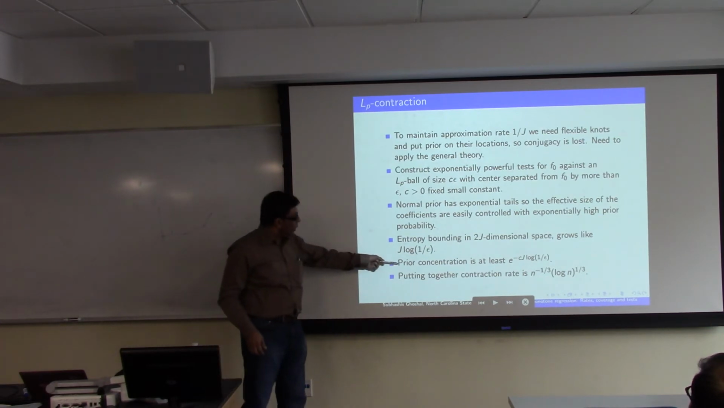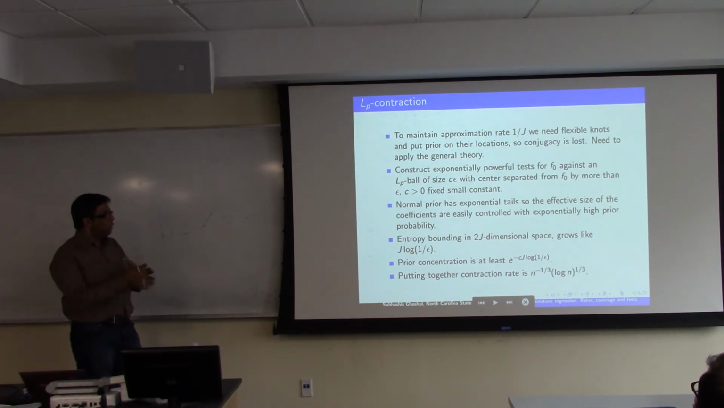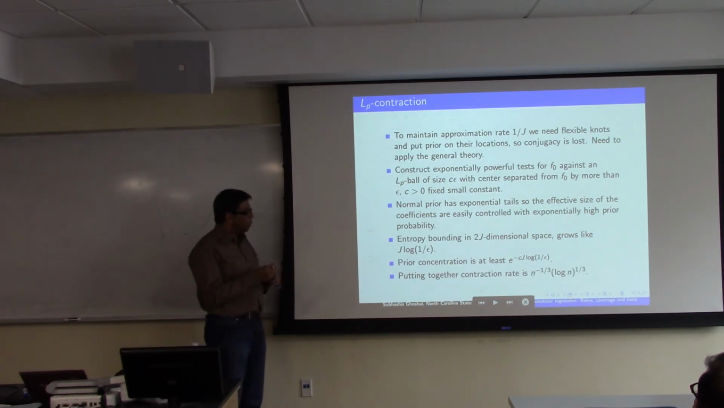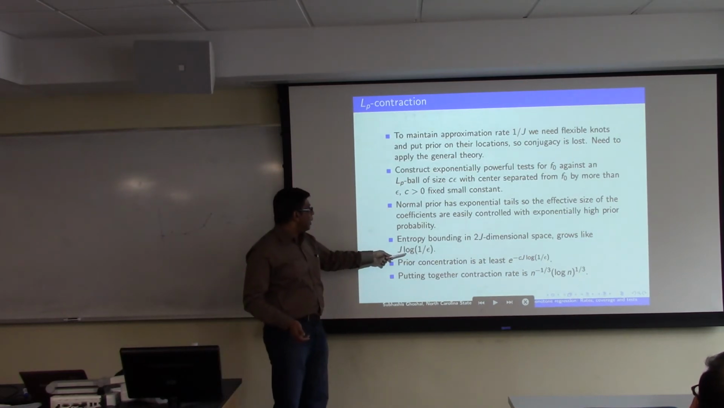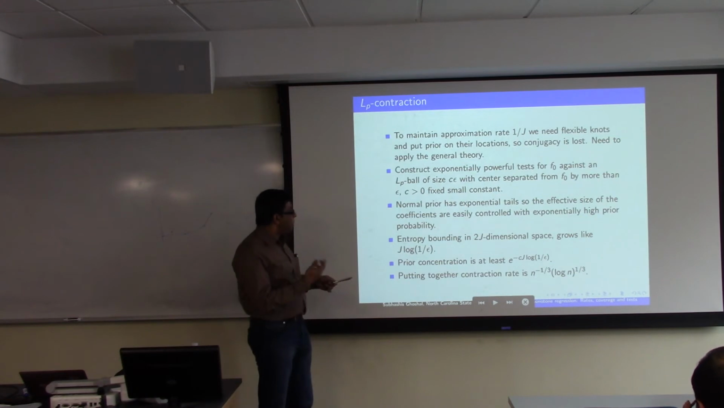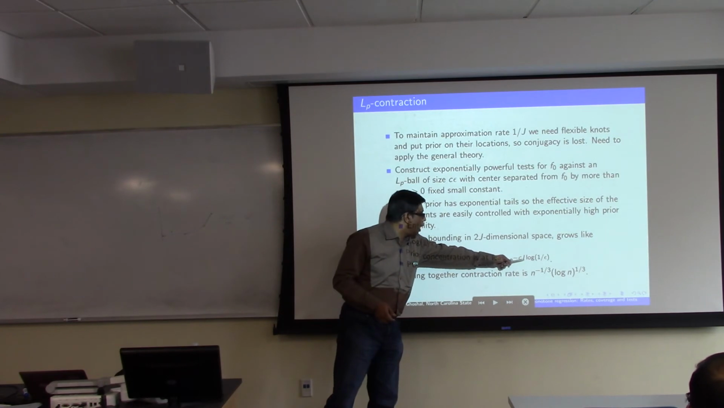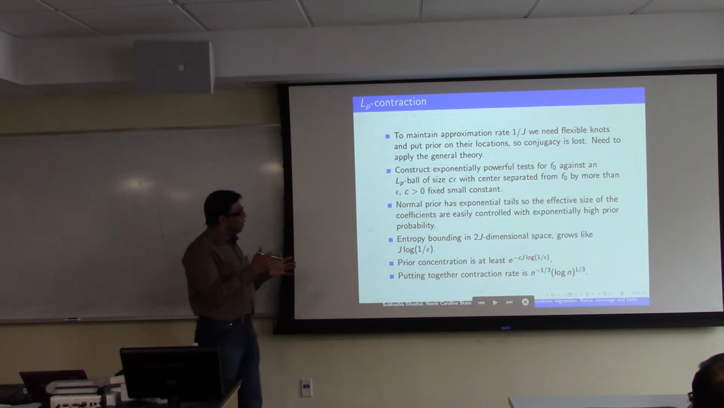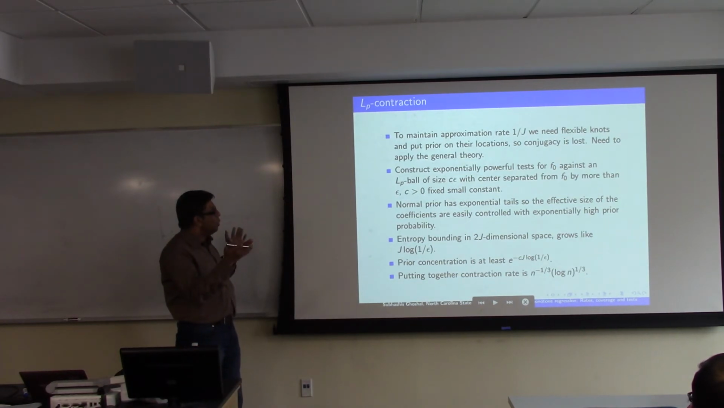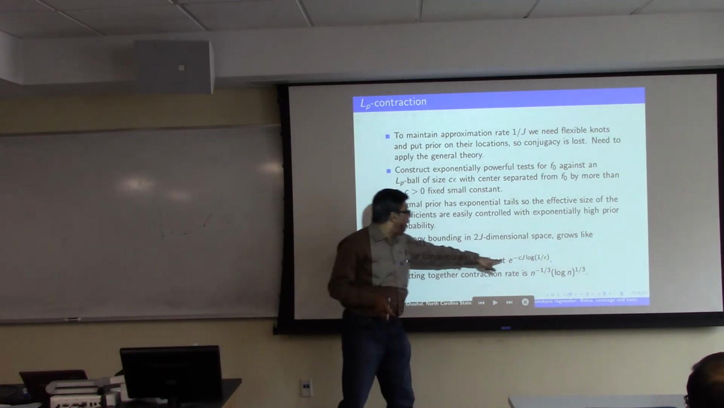And the other thing is the prior concentration. How does the prior concentrate near the truth? Again, using the approximation property and the properties of this distribution, like normal for the coefficients and whatever for the knots, it's 2j dimensional. So the prior concentration would be a constant times 2j log 1 over epsilon, exponentiated. It's like epsilon to the power 2j, a constant multiple of epsilon to the power 2j, so you write that in this exponential form.